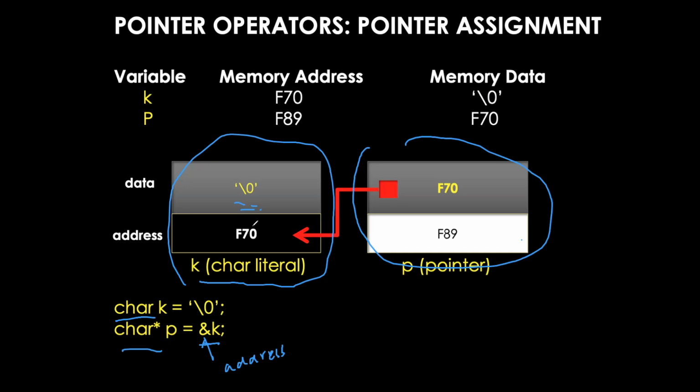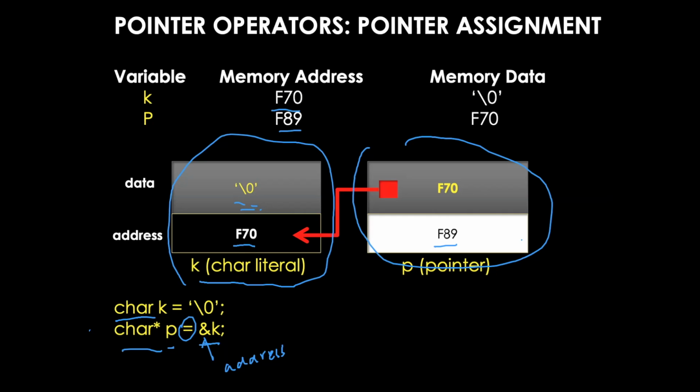What is the address of K? Well, the address of K is F70. Now this is just for illustrative purposes. In the actual runtime environment, your memory address could be whatever is given by the machine. So F70 is the memory address of your K char literal, and the memory address of P, F89, is the address of your pointer. Your P is assigned the address of K at runtime.